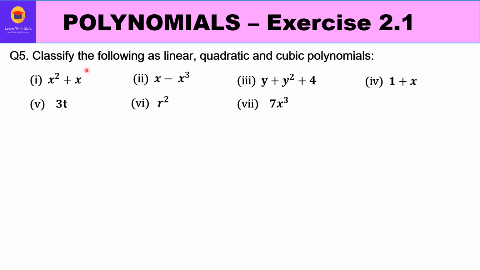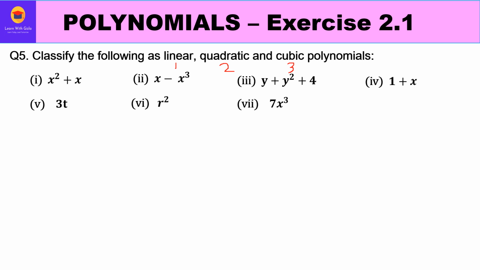Now let us take up the fifth question. Classify the following as linear, quadratic and cubic polynomials. So these are the 7 polynomials given to us, and we have to classify them as linear, quadratic and cubic polynomials, basically based on their degrees, right? We have to identify which type of polynomial it is. If the degree is 1, it is a linear polynomial. If the degree is 2, it is a quadratic polynomial. If the degree is 3, it is a cubic polynomial. And what is degree? Degree is the highest power of the variable which is used in that polynomial.